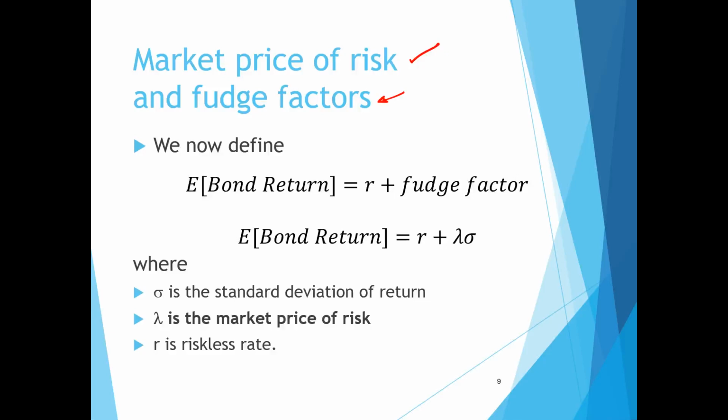In this world, the expected bond option return is going to be the risk-free rate plus something else. And this something else, I'm going to call it for this class the Fudge factor. And the Fudge factor is going to be equal in general to some lambda, which is the market price of risk, times the volatility. And this volatility is going to be the volatility of the bond return. In the next slide, we're going to see how all this comes together.